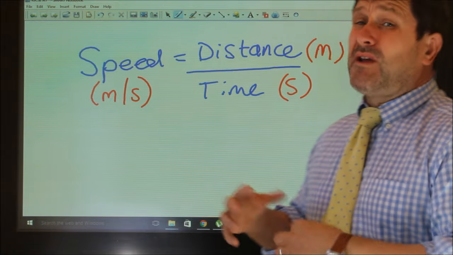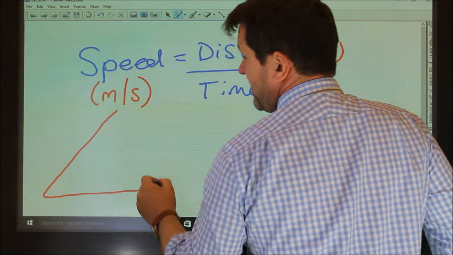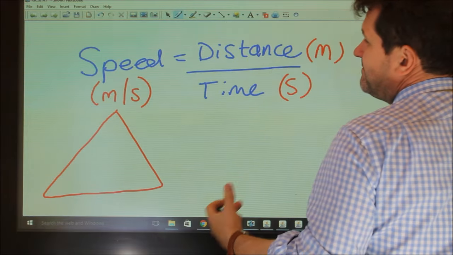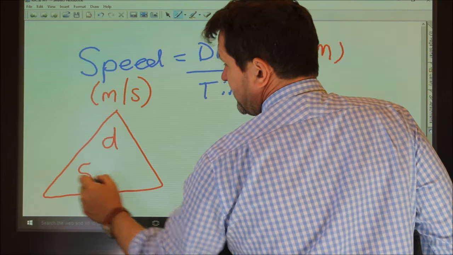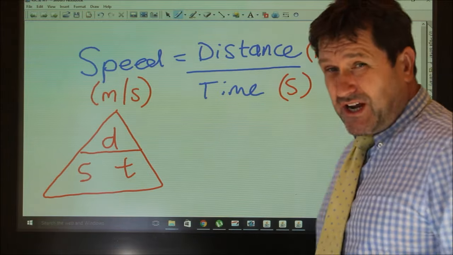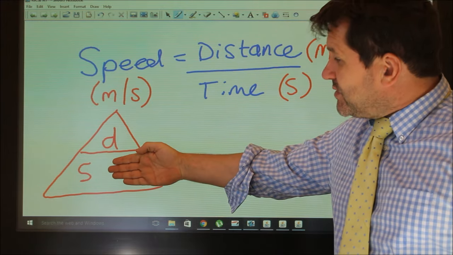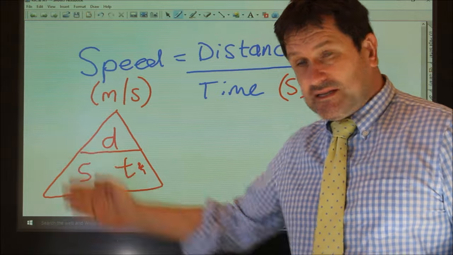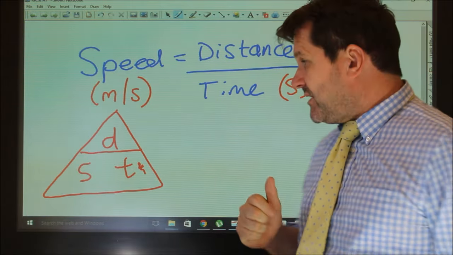Now, although I don't favour the triangles, you could put this into a triangle if you wanted to, okay? Distance is speed times time, okay? So if you wanted to use these triangles, which I don't really advocate, time would equal distance divided by speed, speed would equal distance divided by time, or distance would equal speed times time, all right?